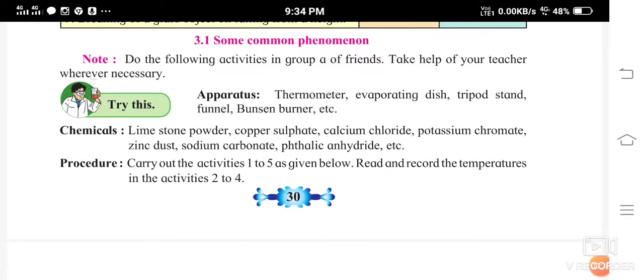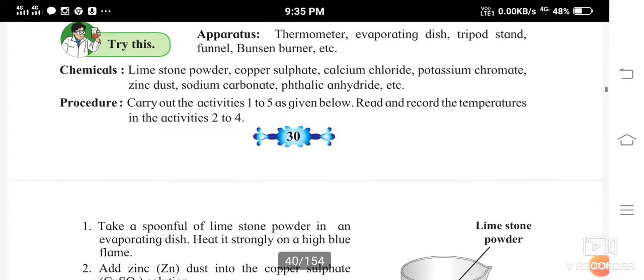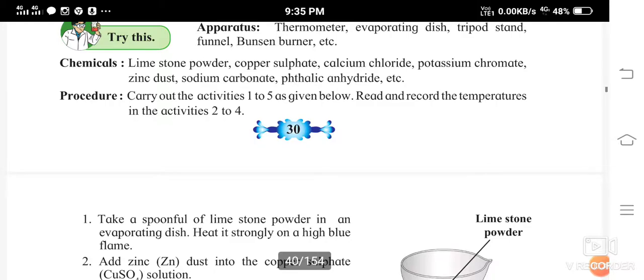Apparatus you require is thermometer, evaporating dish, tripod stand, funnel, Bunsen burner, etc. So these are the apparatus which we require. Now see, the chemicals required are limestone powder, copper sulfate solution, calcium chloride, potassium chromate, zinc dust, sodium carbonate, phthalic anhydride, etc. Now procedure, carry out the activities 1 to 5 as given below. Read and record the temperatures in the activities 2 to 4.